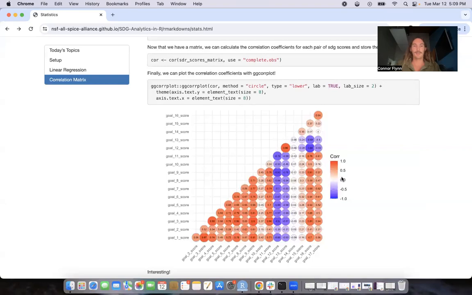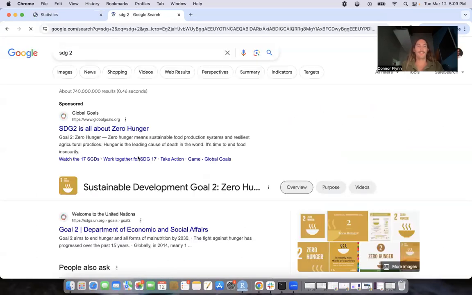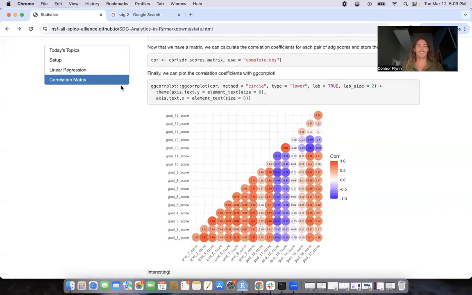So let's just take an example. We have in the bottom left, goal 1 and goal 2. So that would be no poverty. And we'll always remind ourselves that SDG 2, I believe, is zero hunger. So SDG 2 and SDG 1, their scores have a 0.56 positive correlation. So this is just getting into the strong range between 0 and 1. We're at a 0.56.